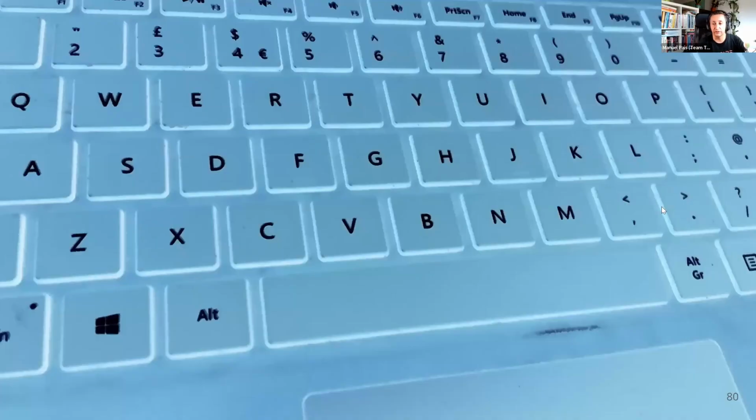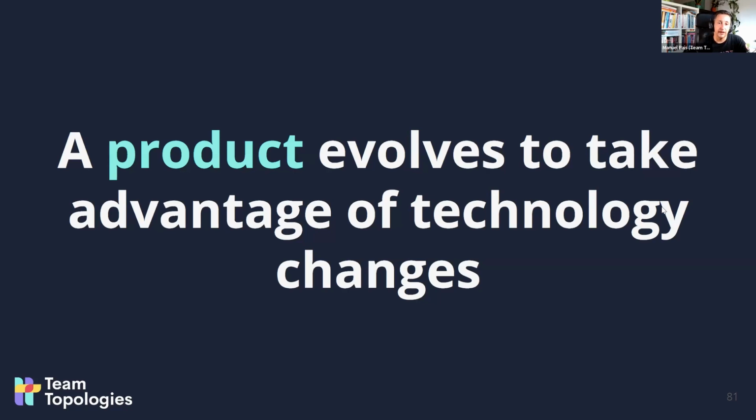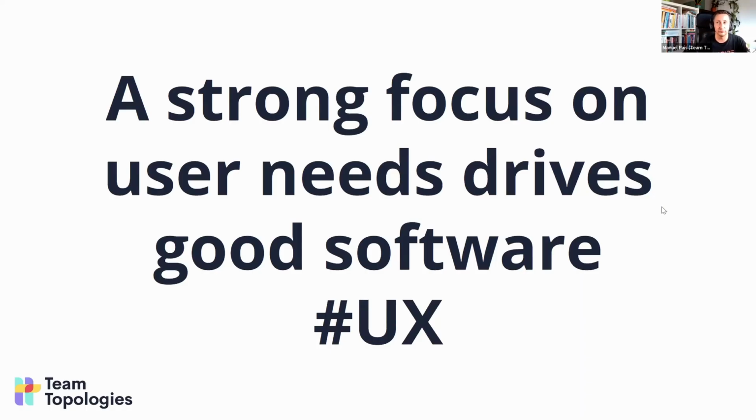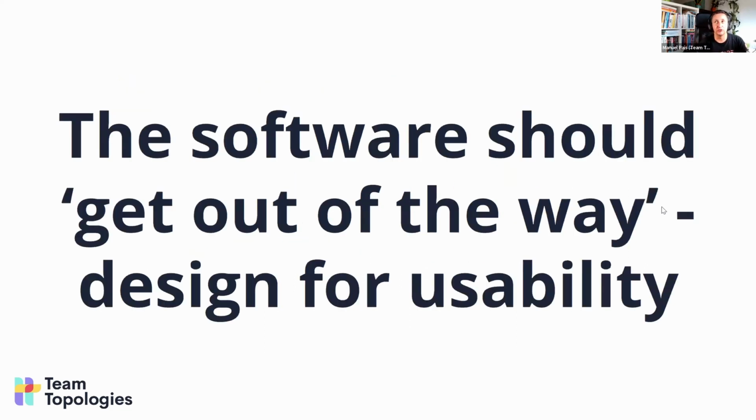We need products to take advantage of technology, right? If we're stuck with technology from 10 years ago, or maybe even 5 years ago, we quickly become unable to compete with our competition, because technology helps us also improve our products, right? We need to take advantage of that. And effectively, we need a strong focus on the user needs to create good products, in particular, good software, right? Good user experience is a key differentiator of a good product rather than just a set of features. And the software itself should get out of the way of the user, right? The simpler we make it, the more usable we make it, then the better the product.